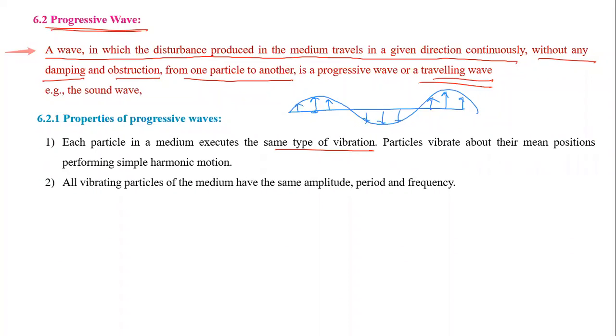All vibrating particles of the medium have the same amplitude, period, and frequency. So remember, all the particles have the same amplitude. Now someone can say, sir, this particle reaches up to this distance only. At this time you can see it is moving up to this only. But as the wave progresses, this particle can reach its maximum distance, and that distance is the amplitude. So all the particles have the same amplitude, period, and frequency.